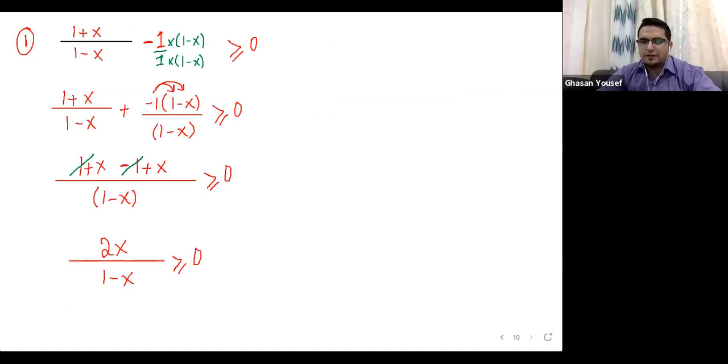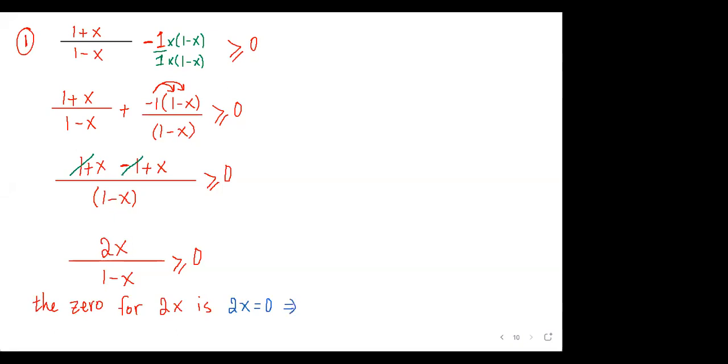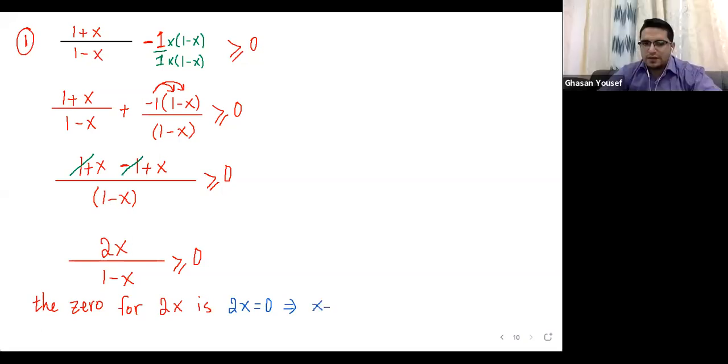Okay, we have 1 minute left. Let's find the zeros for the numerator and for the denominator, and we're going to stop after we find the zeros. So the zero for 2x is, how can we find the zero? Just make it equal 0. So 2x equals 0. What is the solution? What do we have to do, Pamela? We have to divide by 2 on both sides. Yes, so x equals 0.